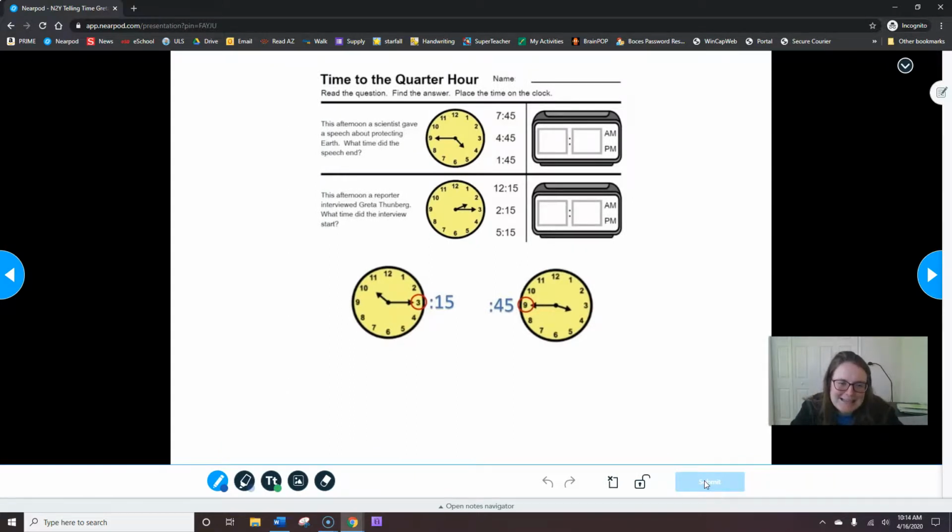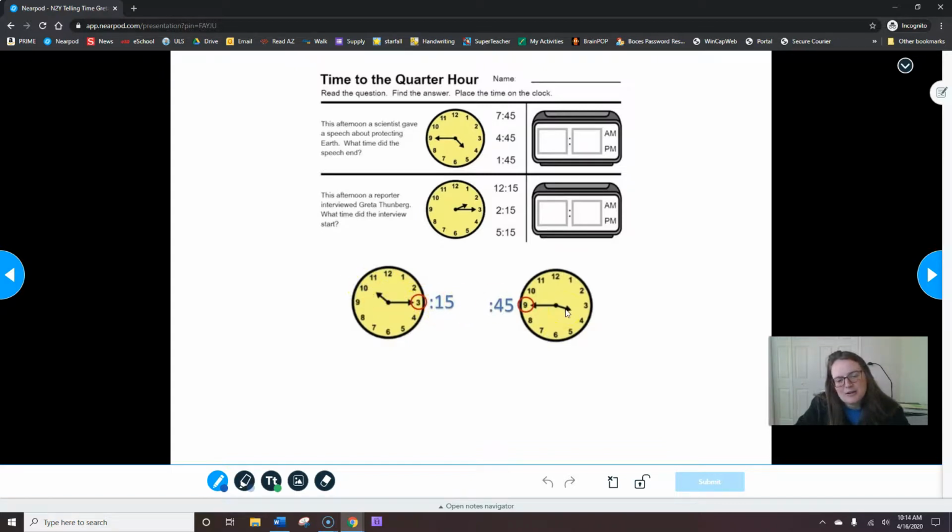You're doing amazing. This one we're doing to the quarter hour. So we already did when it's pointing at 12, and we already did when the big hand's pointing at 6. So on this one, we're focusing on when the big hand's at 3 or 9. So here it's pointing at 3, and here it's pointing at 9. If it's pointing at the 3, that means it's going to be something 15. Because when we start at 1 and count by 5s, we end at 15. Ready? 5, 10, 15. So this clock shows 10:15.